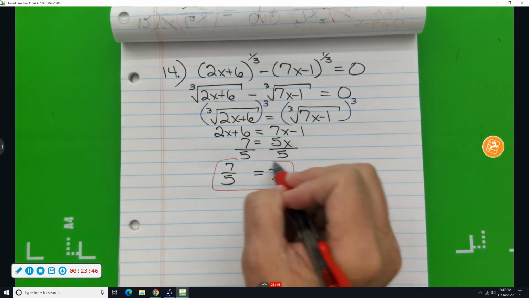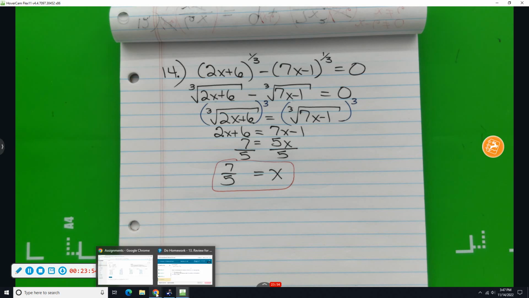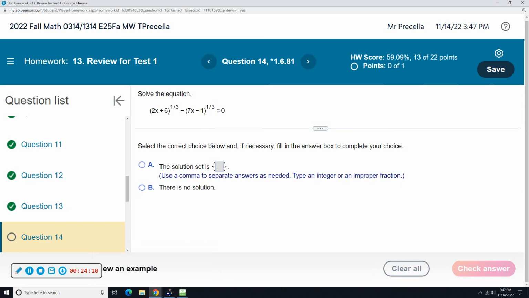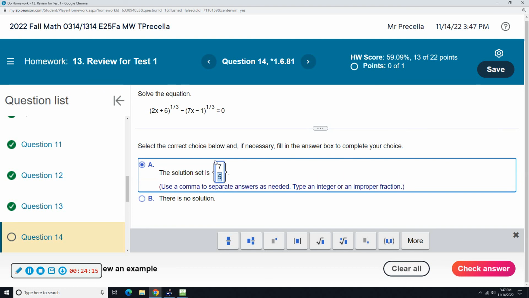Notice I don't have to check my answers. I'm just going to go directly to my lab. We raised both sides to an odd power. Raising both sides of an equation to an odd power guarantees equivalence. It's when you have to use an even exponent that you have to check your work. So here, our answer is 7/5.